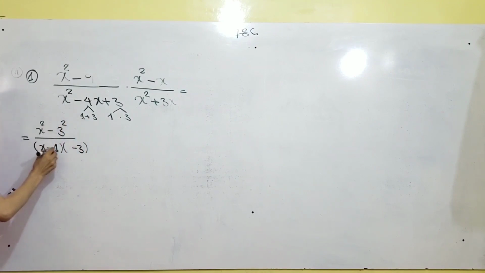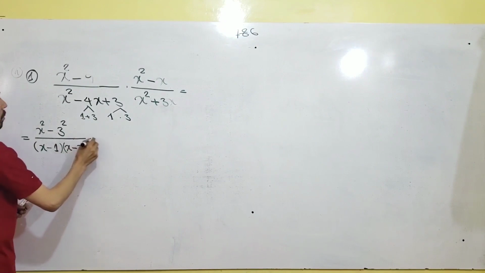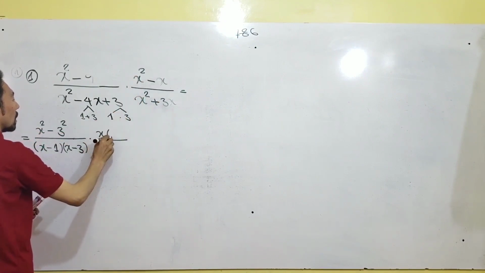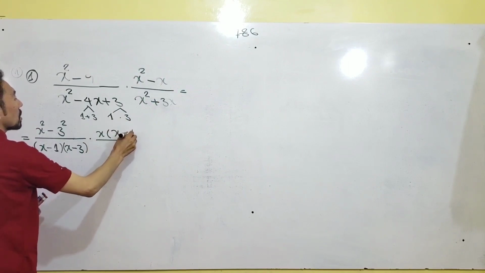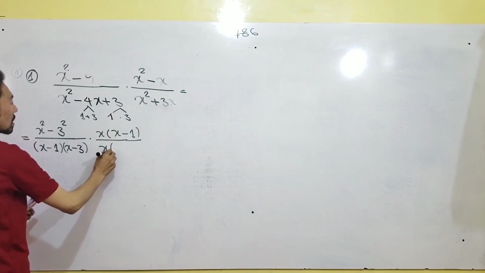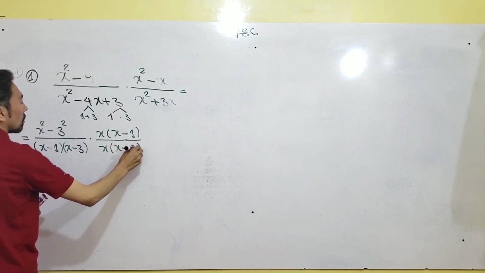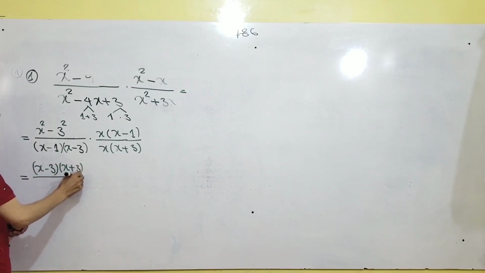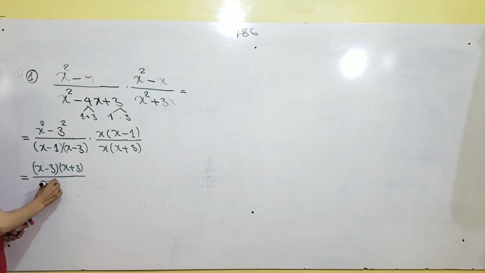Here we can write x multiplied by, we bring out x from the numerator, remains (x minus 1), and we bring out x from the denominator, multiplied by (x plus 3). Then we factorize the first fraction: (x minus 3) multiplied by (x plus 3) over (x minus 1) multiplied by (x minus 3).